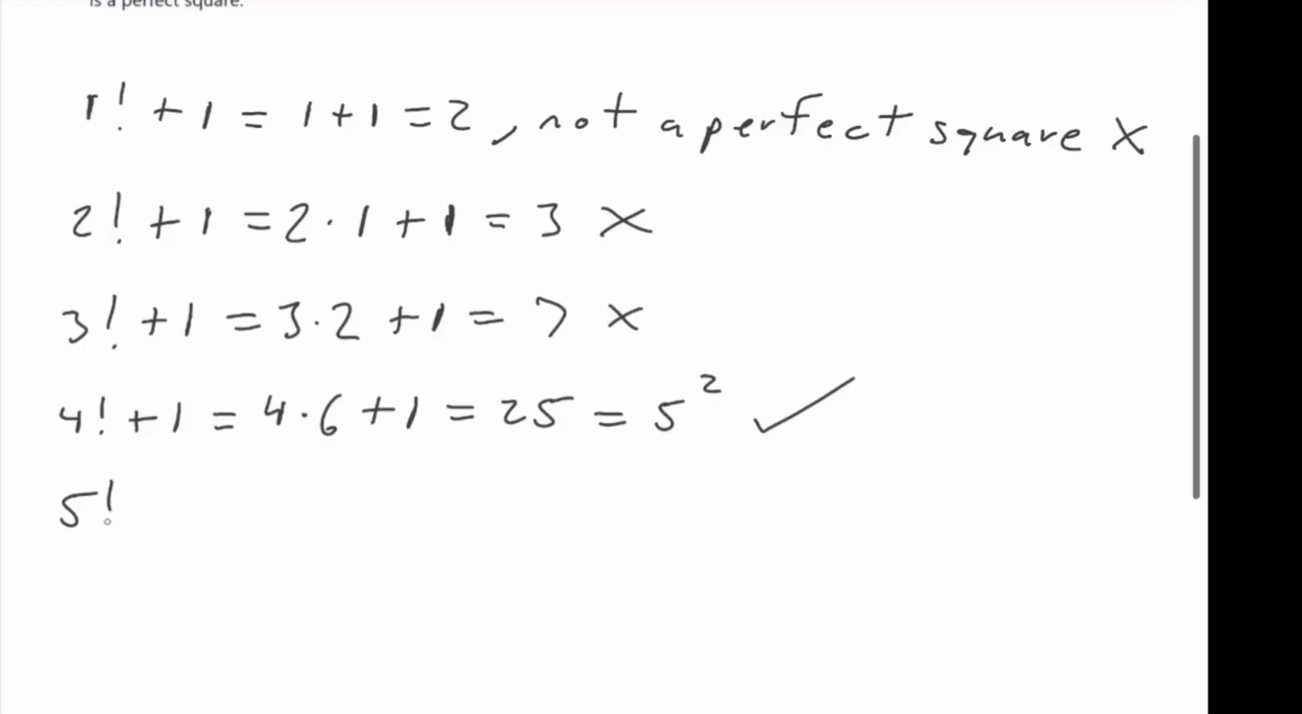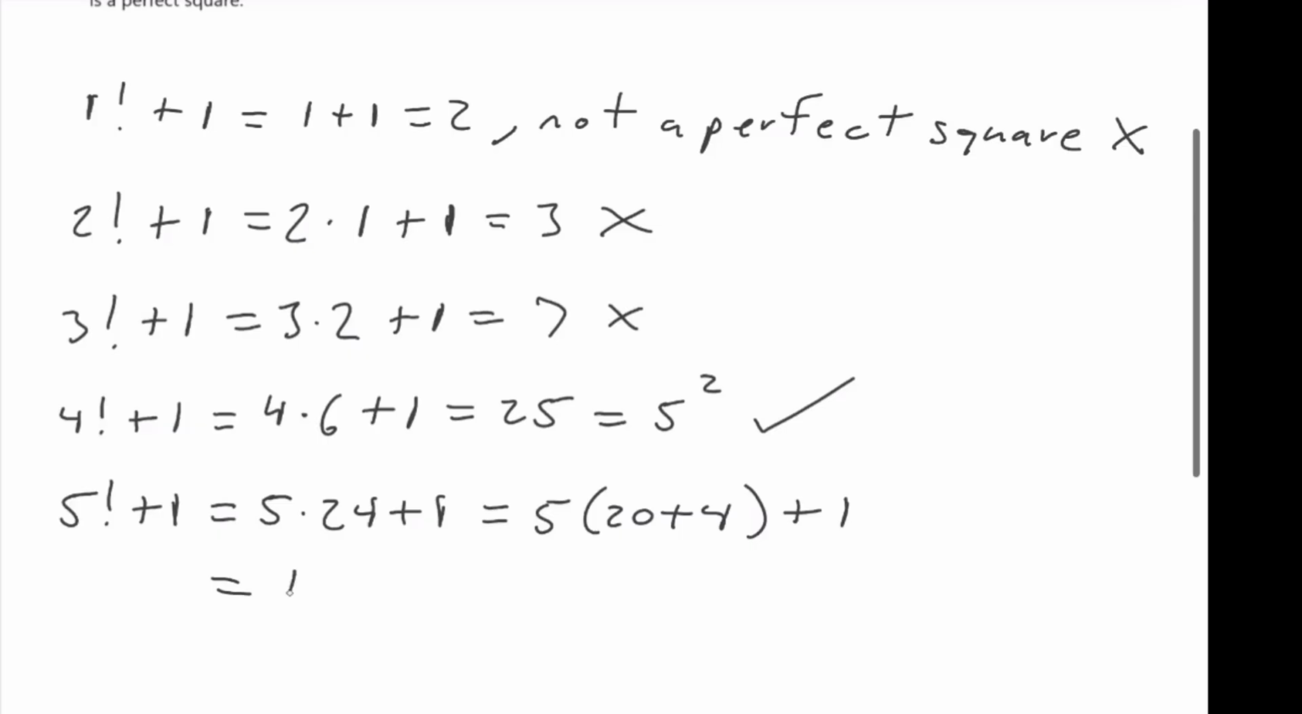Let's look at 5 factorial plus 1. So that is 5 times, and this was 24, plus 1. Now let's break this up. So this is 5 times 20 plus 4 plus 1, which is equal to 100 plus 20 plus 1, which is 121, and that is 11 squared. So that's also a perfect square.